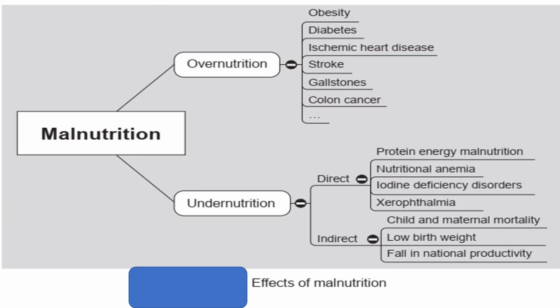Malnutrition. These are the effects of malnutrition, either overnutrition or undernutrition. Overnutrition: obesity, diabetes, ischemic heart disease, stroke, gallstones, colon cancer. Undernutrition, direct and indirect. Direct: protein energy malnutrition, nutritional anemia, iodine deficiency disorders, xerophthalmia, child maternal mortality. Indirect: child maternal mortality, low birth weight, fall in national productivity. Please refer to the non-communicable disease part.